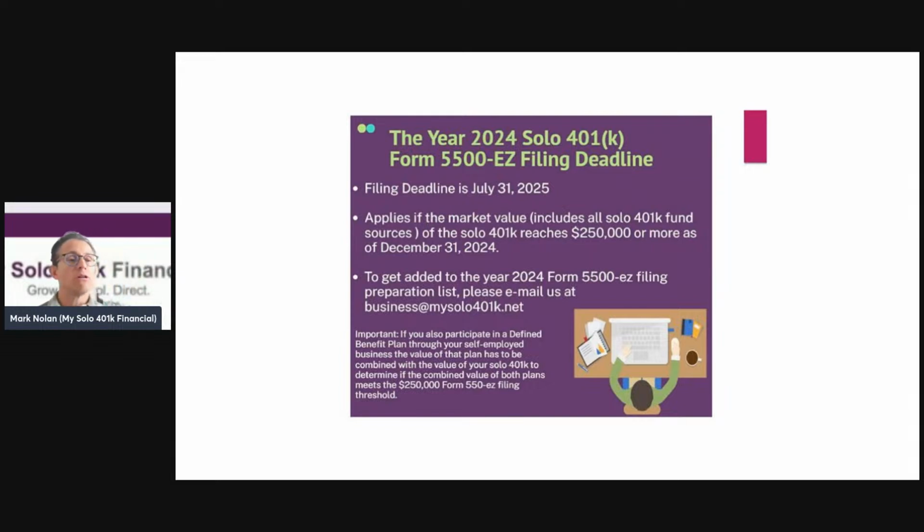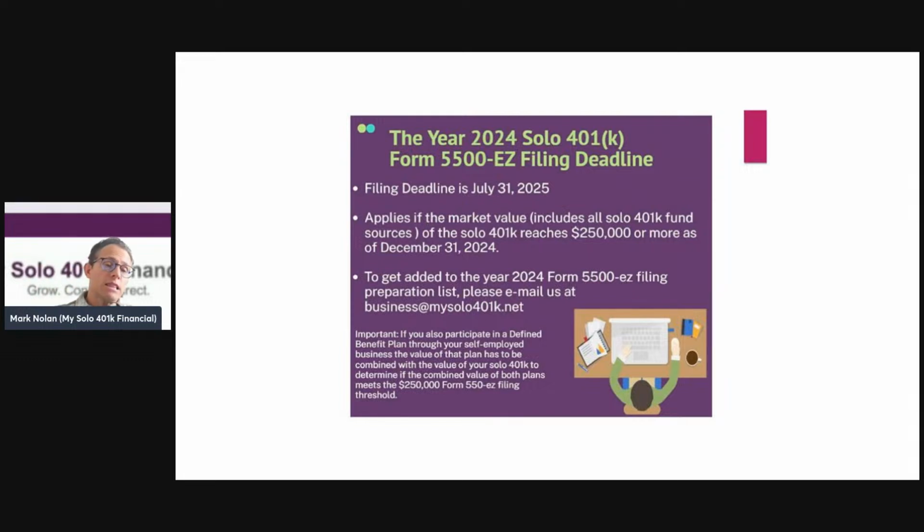Likewise, if you have a solo 401k plan with two participants, let's say both spouses participate in the plan, where they're both working for the same self-employed business, you have to look at both of their balances in the plan and add all those together. Remember, the value of the plan is determined at the plan level. Form 5500 is for the plan. So you have to add all the participants' funds and investments to see if it's met that greater than $250,000 threshold.